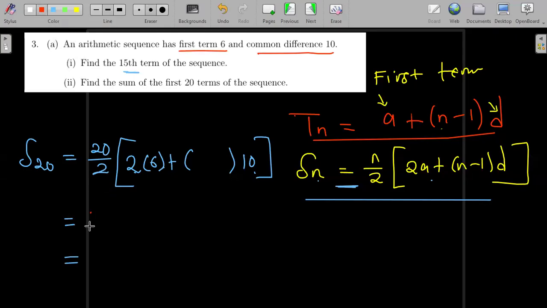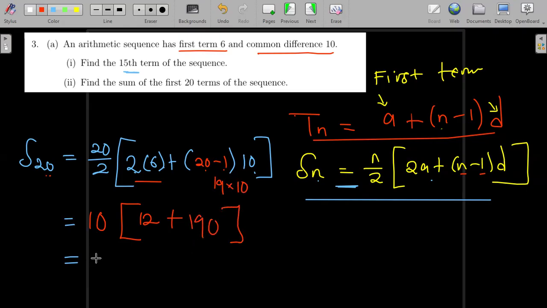So this one is 10, and this one here will be 12. In these brackets we have n minus 1, and n here is 20, so it's 20 minus 1, which is 19, multiplied by 10. That would be 190. This is now correct. So I have 10, and inside there it will be 190 plus 12.